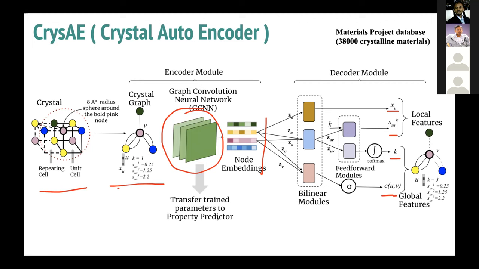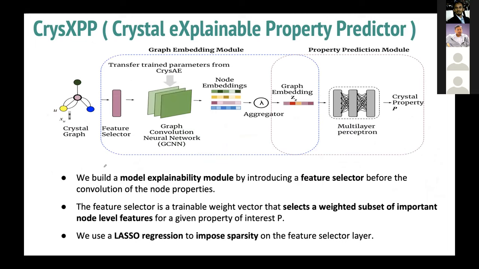If I take the property predictor into consideration, we are telling it is an explainable property predictor. So we built an explainability model by first putting a feature selector. This feature selector is a trainable weight vector. We know there are node properties, and which node property is important and which is not important is set by the feature selector, and this is property specific.